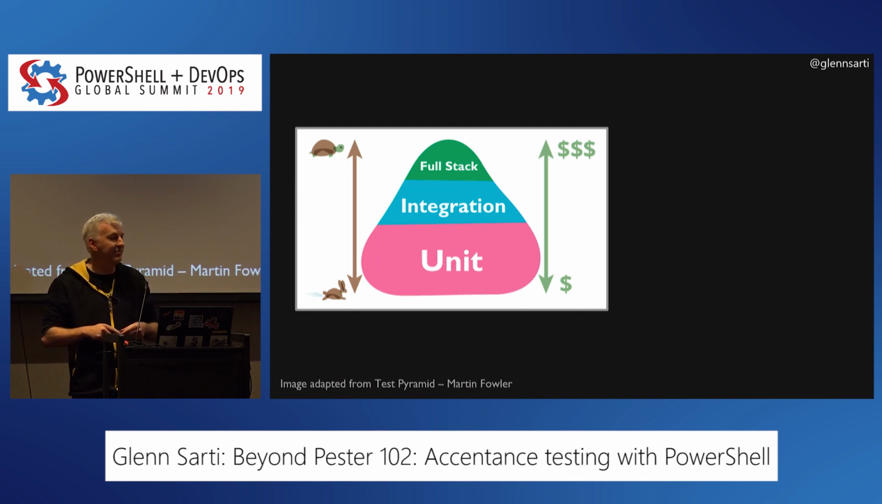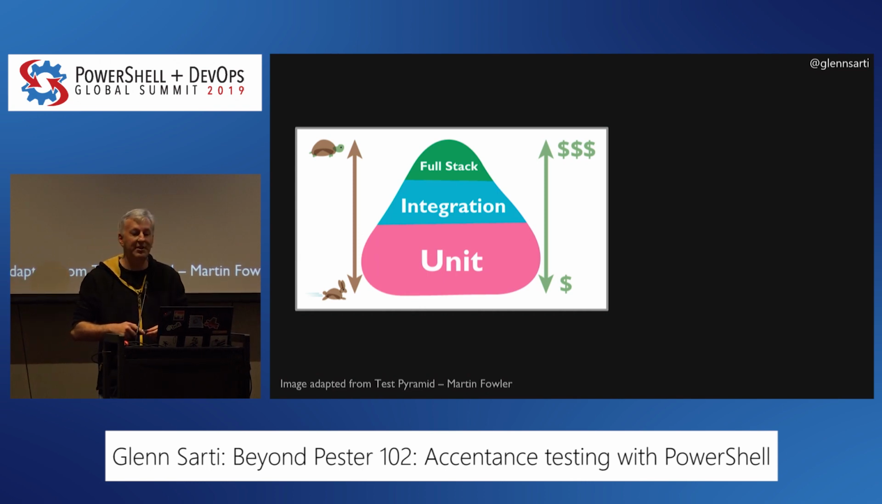So unit tests right down the bottom in pink are fast and cheap to run. Integration tests in the middle are slower and more expensive to maintain. And on the top are our full stack or acceptance tests, and they are the slowest and most expensive to run and maintain. But interestingly, notice how each group gets smaller as we go up the pyramid. So ideally you should have many unit tests, some integration tests, and very few acceptance tests.